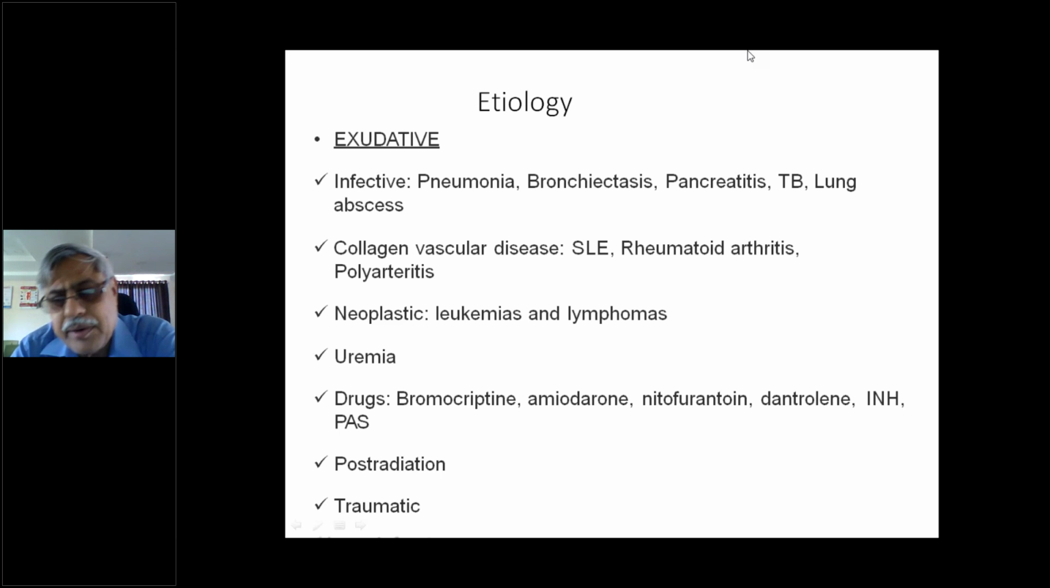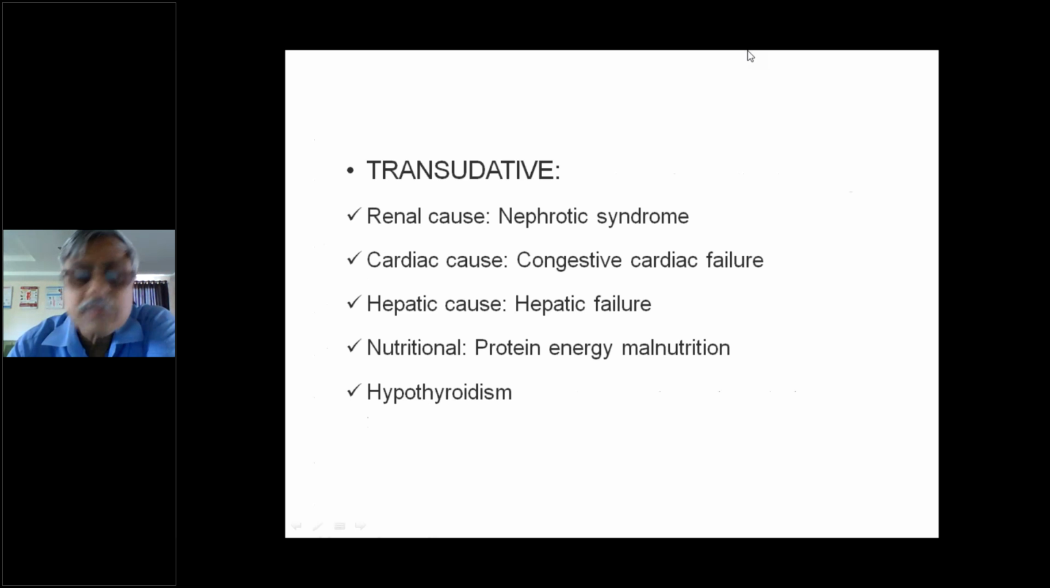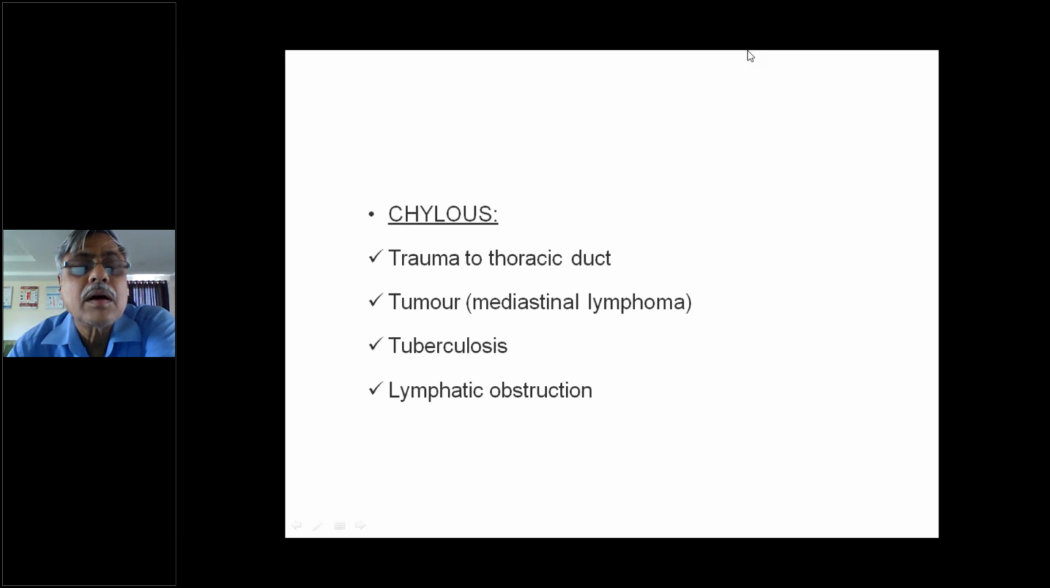Of course, it may be due to inflammation in the pleura itself, like in case of pneumonia, tuberculosis. There, because of the inflammation, the capillary permeability will increase and more fluid will enter into the pleural space. That is one cause. Collagen vascular disease, they are all causes. Chylous effusion, I told you, may be due to tumor, tuberculosis, lymphatic obstruction.